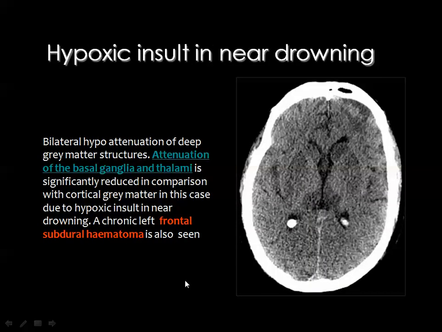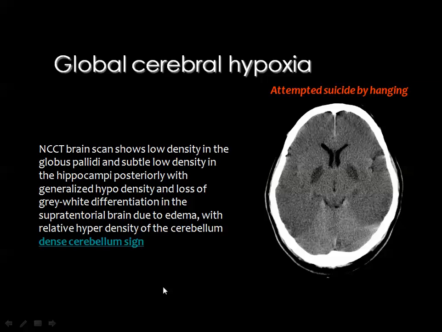And this is also an example of a near drowning insult with more or less selective involvement of the basal ganglia. You see the head of the caudate nucleus is hypodense, the lentiform nucleus, and the thalamus. Also, you can see some small frontal subdural, chronic subdural hematoma. And this is a patient who attempted suicide by hanging.